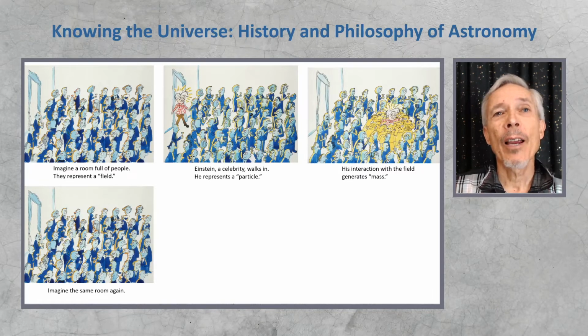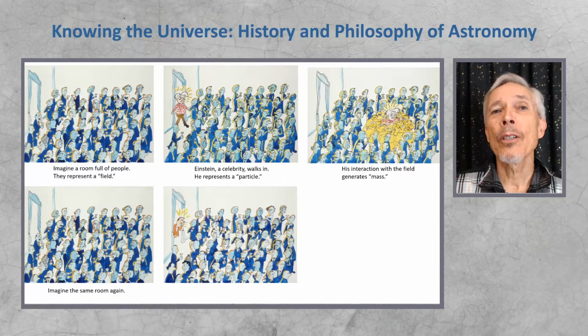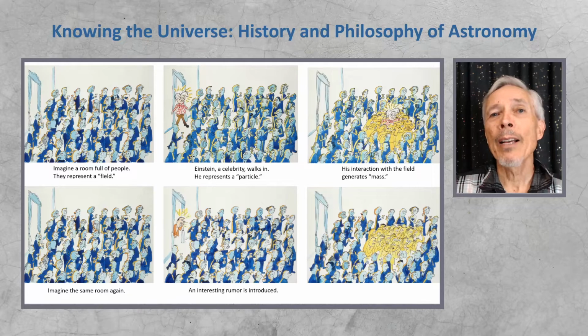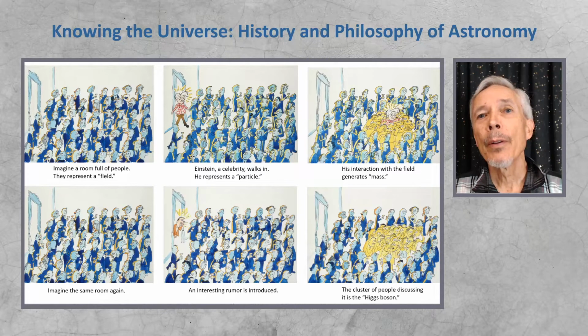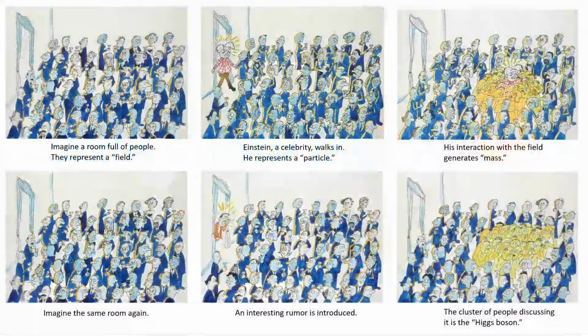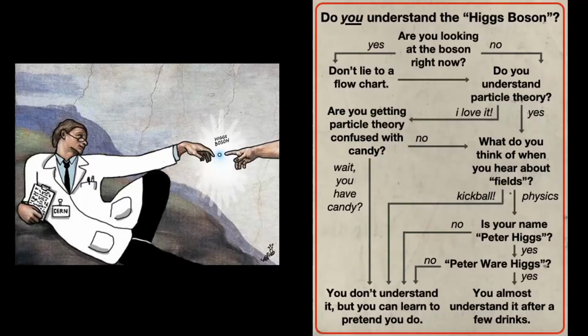Also, imagine this same room again, and now imagine someone just releases a rumor at one end of the room, and the rumor passes through the room. A cluster of people discussing it is the Higgs boson. So here we have an analogy for the Higgs field, an ambient field that interacts with particles to give them their mass, and the Higgs boson, which is the mechanism by which it does so, which we might identify with an accelerator, as indeed happened in 2013.